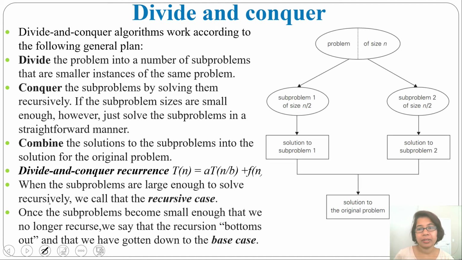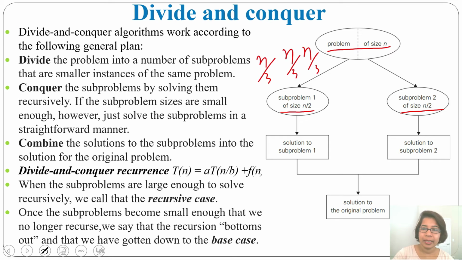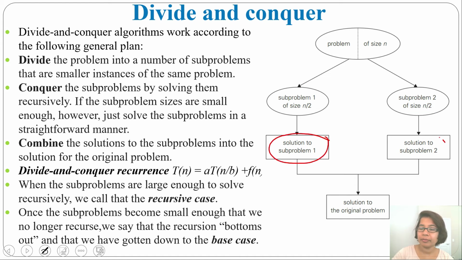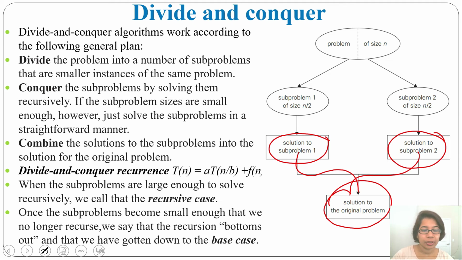Next, the diagram of divide and conquer. So one problem of size n is given, that we can divide into subproblems of size n divided by 2. You can also do n divided by 3, n divided by 3, n divided by 3. It depends on the problem. We can divide by 2, we can divide by 3, we can divide by any number. Next, we'll find the solution to subproblem 1, we'll find the solution to subproblem 2. Finally, we'll combine these two solutions and we'll find the solution to the original problem.